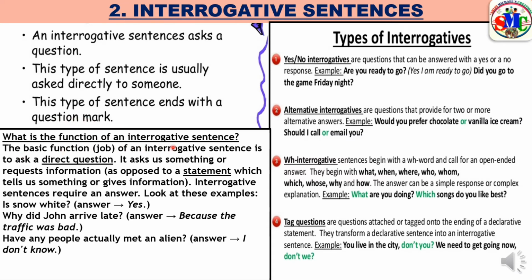What is the function of an interrogative sentence? The basic function of an interrogative sentence is to ask a direct question. It asks us something or requests information. Interrogative sentences require an answer.